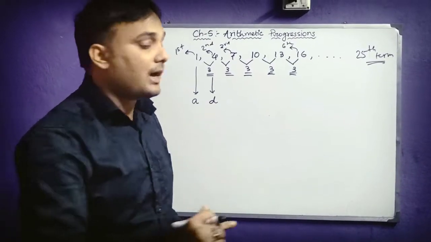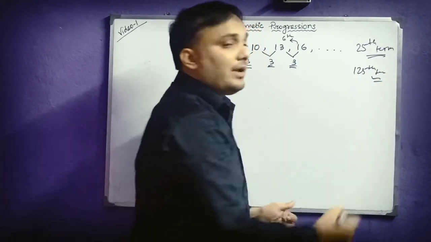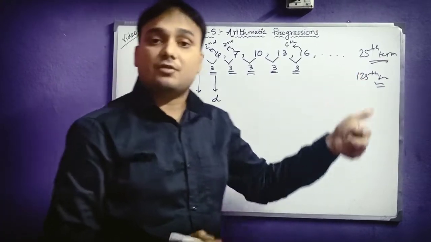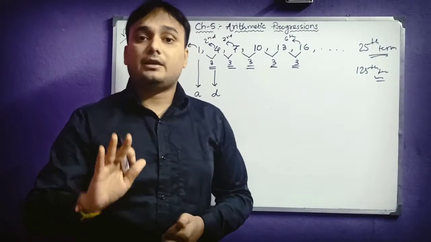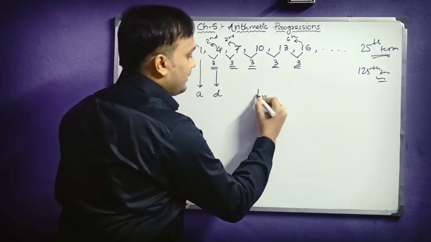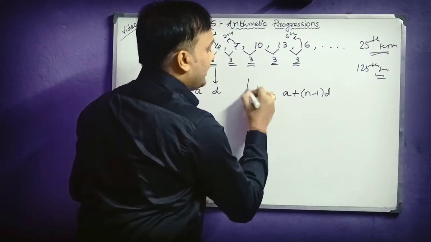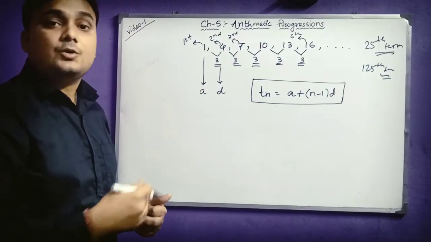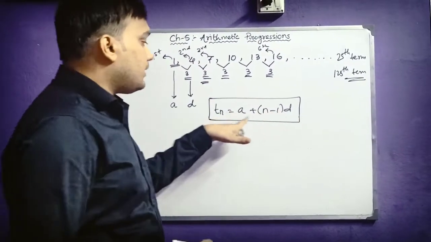But what if I ask you what is the 125th term? Then it will become very hectic for you to evaluate this 125th term by a general process. So for getting the answer straight away without any delay in time, we have a formula: Tn equals A plus n minus 1 into D. This is one of the very important formulas which will help us solve many of the questions in this chapter.